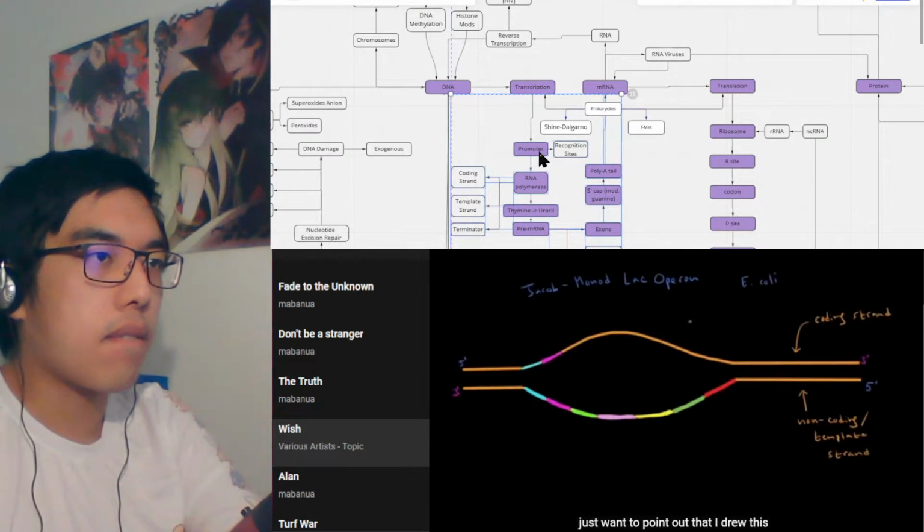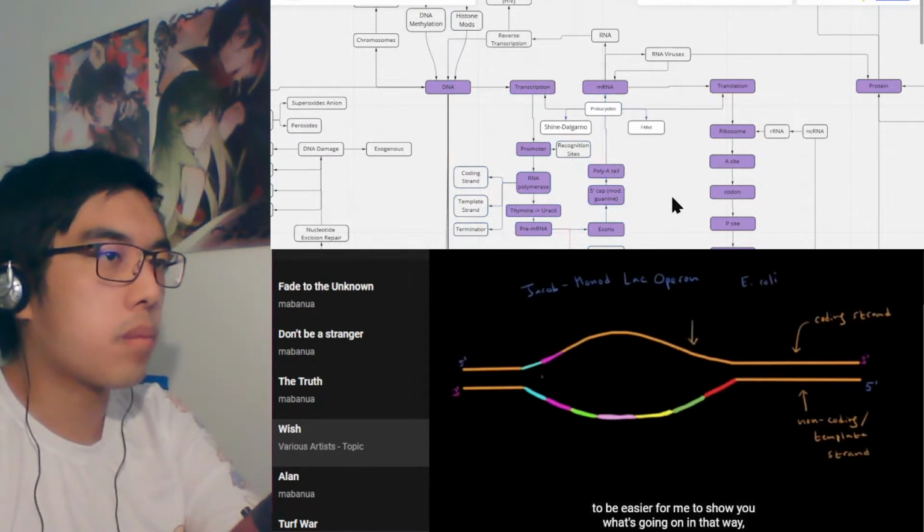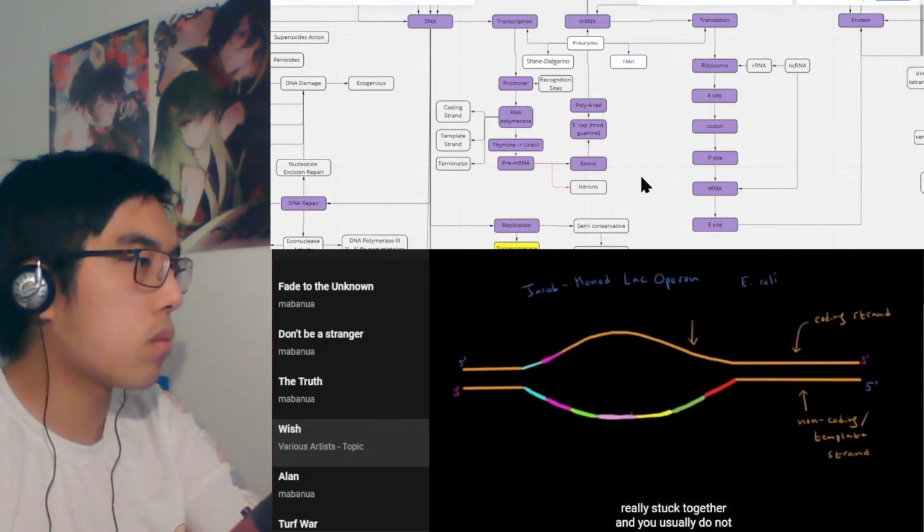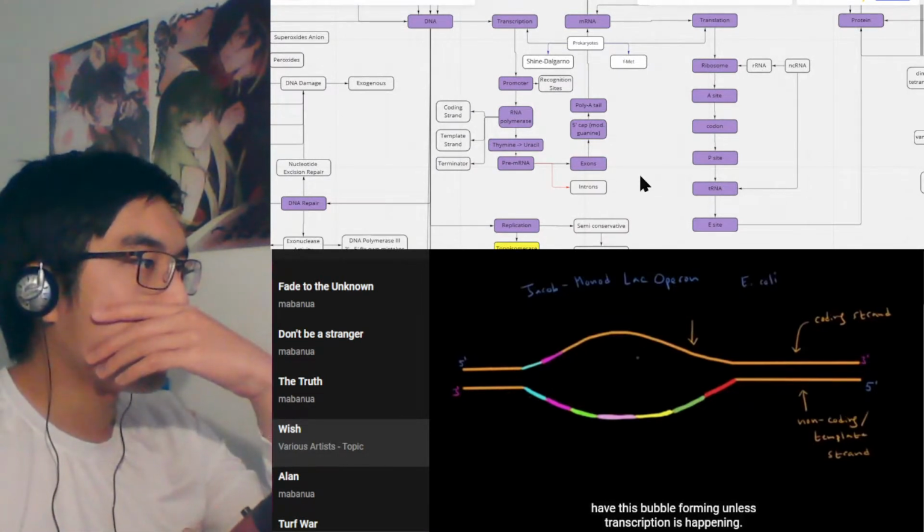And I also just want to point out that I drew this transcription bubble because it's going to be easier for me to show you what's going on in that way, but the default is that these two strands are really stuck together, and you do not have this bubble forming unless transcription is happening. So just keep that in mind as we go on.